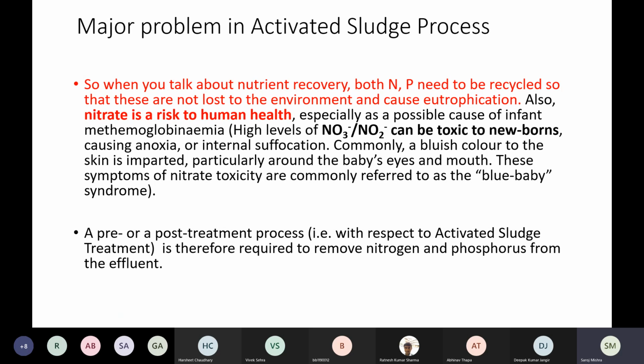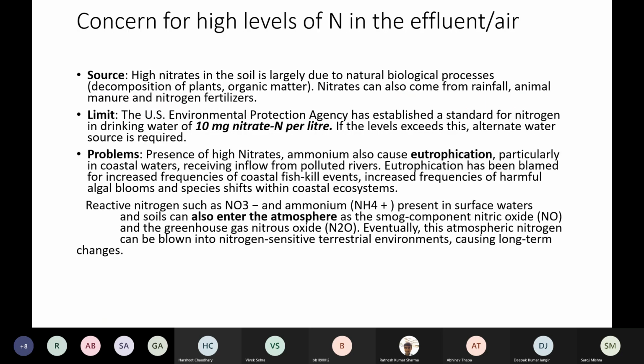Okay, so even if the wastewaters are treated, if they contain a very high level of nitrate, it is still very poisonous. So a pre- or post-treatment process, with respect to the activated sludge treatment, is therefore required in order to remove nitrogen and phosphorus from the effluent. Okay, and that's the reason why it is necessary. So not only is it toxic, but it also leads to eutrophication of water bodies. You can have algal bloom, you can have unnecessary algae and other kinds of bacteria growing in water, which decrease the oxygen availability to other trophic levels in the aquatic systems.